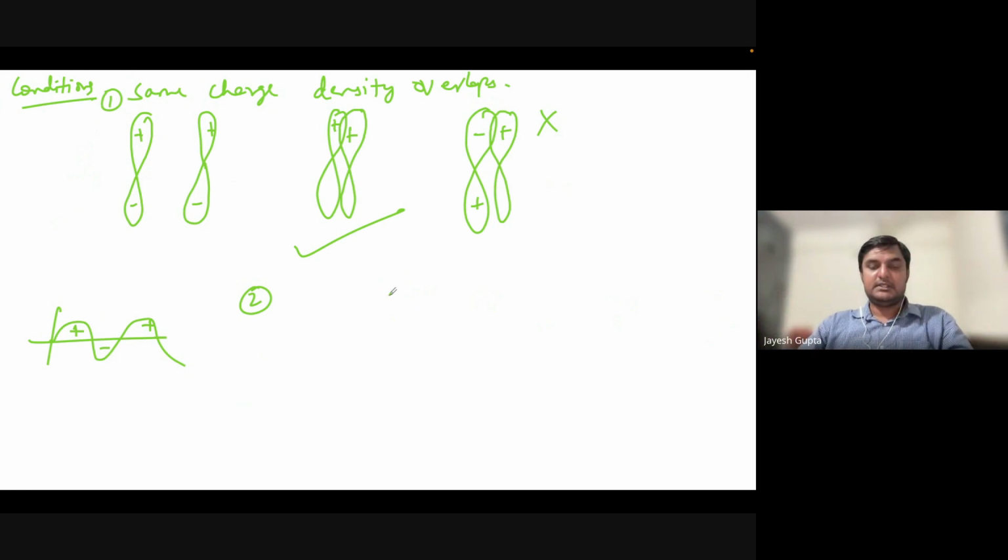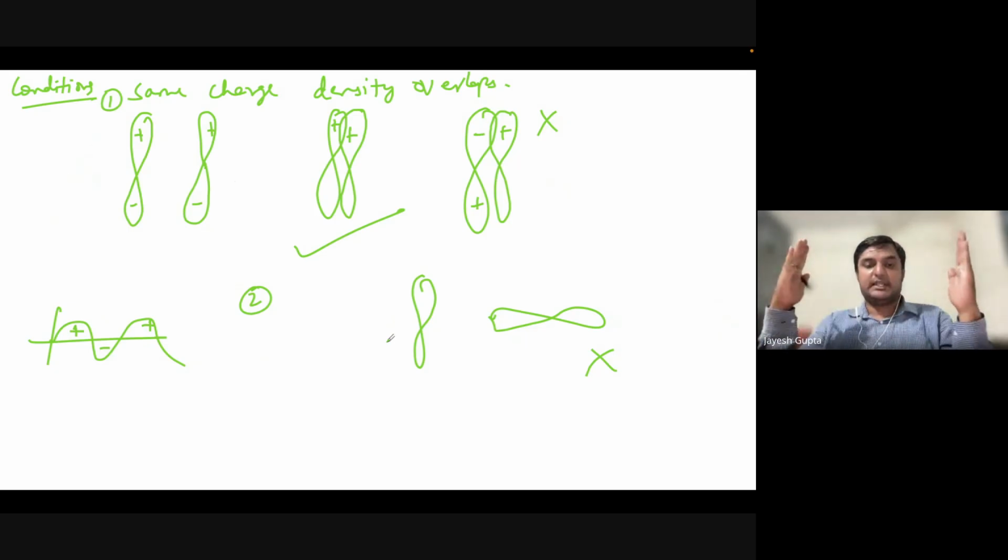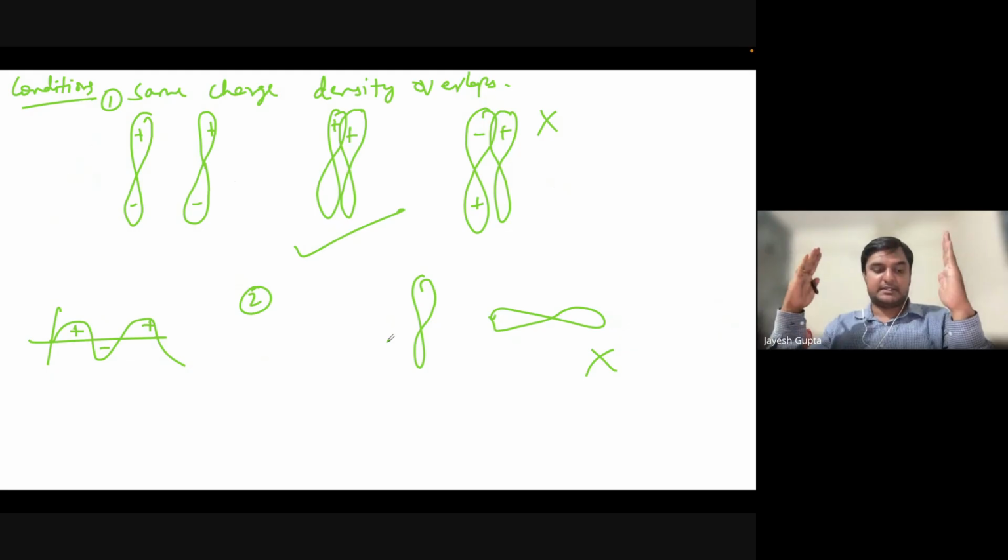What I mean to say, they cannot be like this. One p orbital you are taking like this, one p orbital you are taking like this, and they will not align because there is no proper orientation. There is no area you are getting that can give you maximum overlap. Either they have to be head on, both in the same direction like this, or they can be like this, same direction. So in this way overlapping takes place.